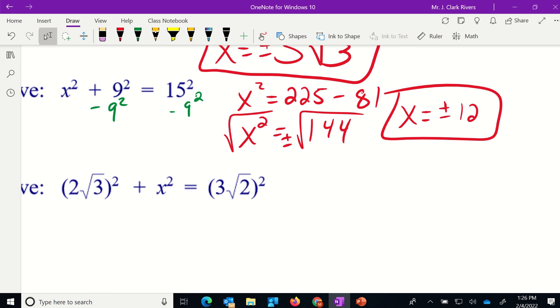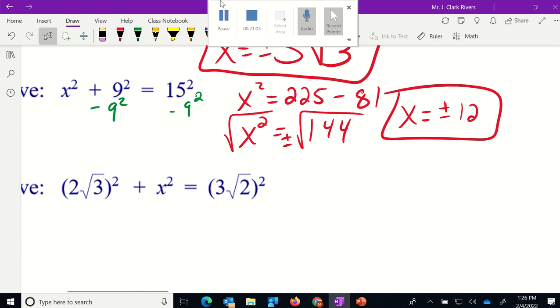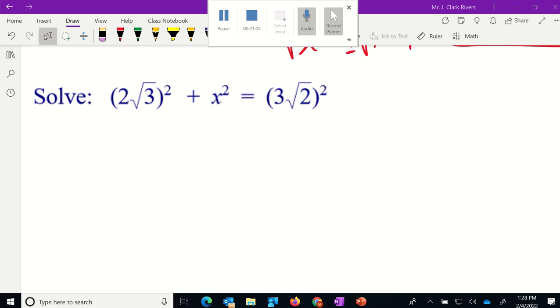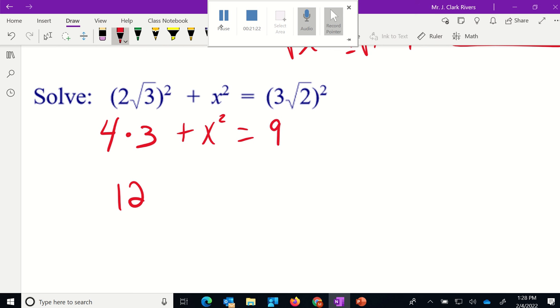I think you all can do it on your own. Give it a shot. Use the one up above as guidance. 2 root 3 squared, what's that going to be? That would be 4 times 3, which is 12, plus x squared equals, what about 3 root 2 squared? That would be 9 times 2, which is 18. Bring down the plus x squared.